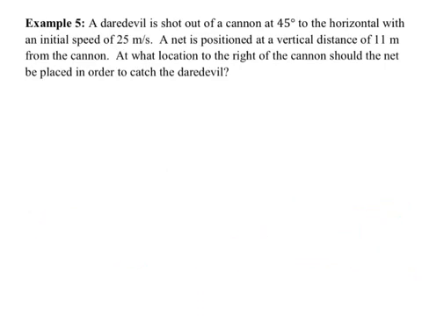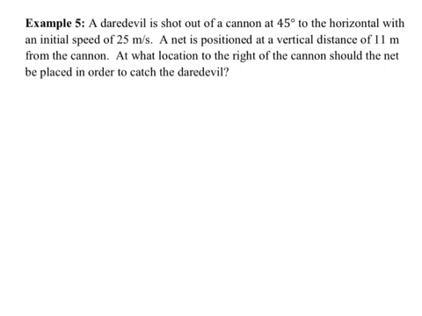A daredevil is shot out of a cannon at 45 degrees to the horizontal with an initial speed of 25 meters per second. Now, a net is positioned at a vertical distance of 11 meters from the cannon. So it's somewhere above the cannon at 11 meters. At what location to the right of the cannon should the net be placed in order to catch the daredevil? What's a daredevil? Yeah, like a stunt rider or a stunt person at maybe a circus or some sort of festival. Evel Knievel would be an example.